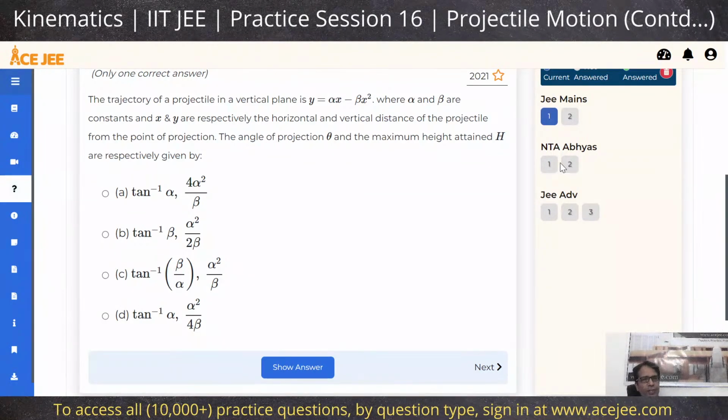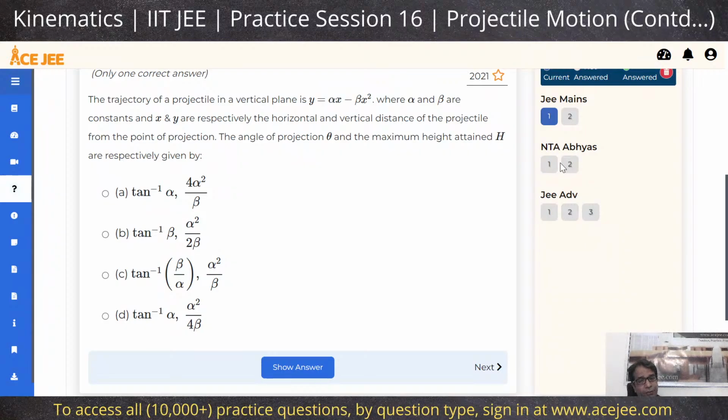The trajectory of a projectile in a vertical plane is given as this, where alpha and beta are constants and x and y are respectively the horizontal and vertical distance of the projectile from the point of projection. The angle of projection and the maximum height attained are, respectively, what? So now you can very well say, if I compare, then my tan theta is alpha, and my beta is g by 2 u square cos square theta. So from there, you can try and find that.